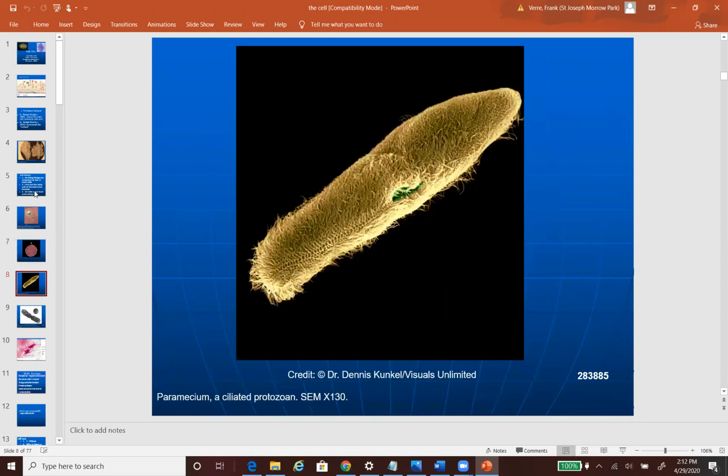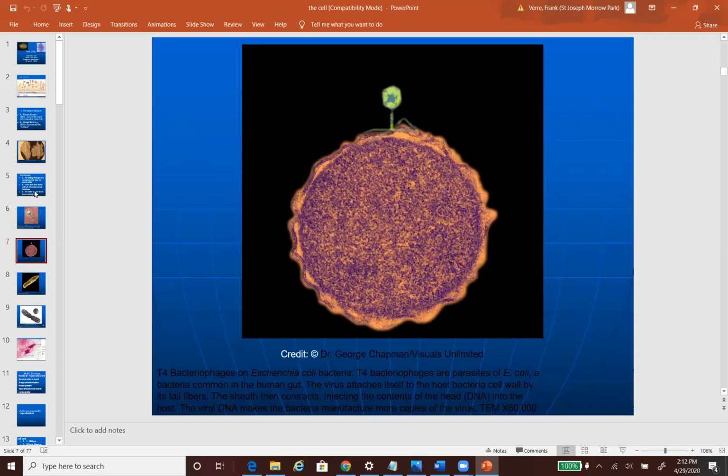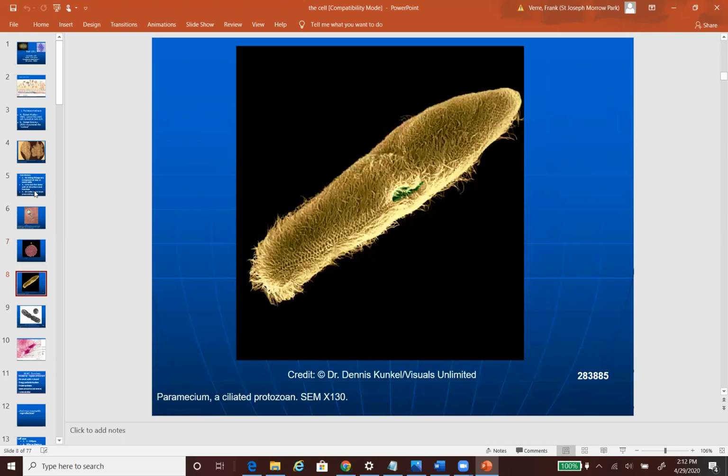This organism here is a paramecium. What they both have in common, E. coli and a paramecium, is they're both unicellular and both made of one cell. But that's the definition of life. Made up of at least one cell, then you are considered a living thing.